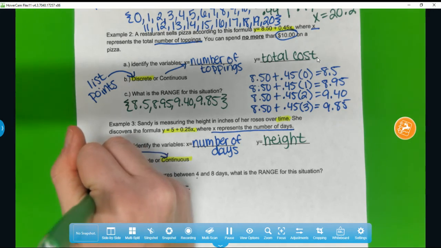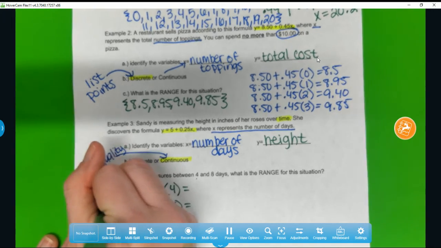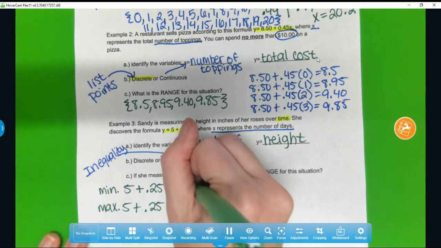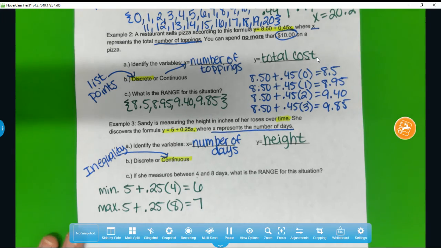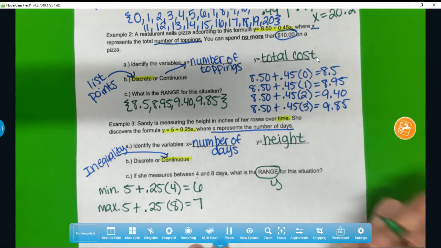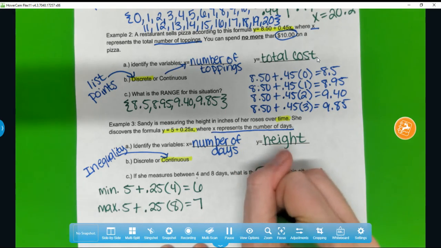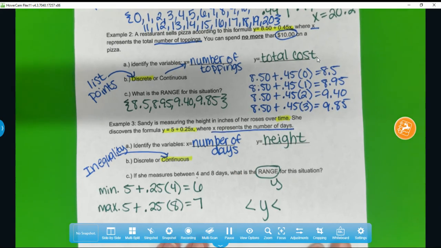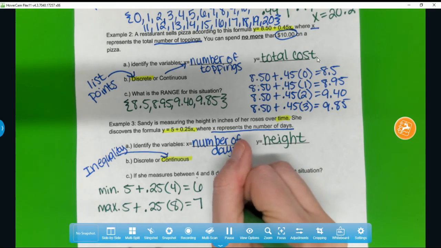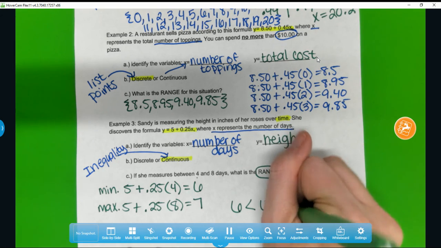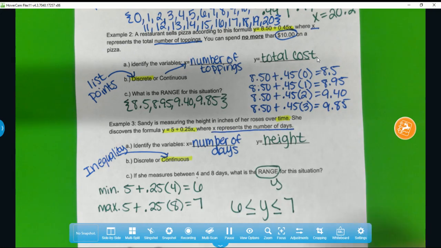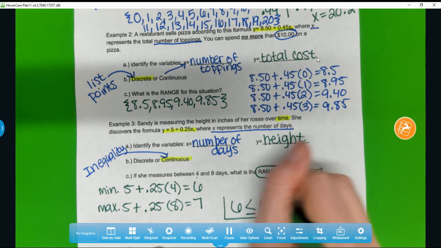Okay, so this would be the minimum. This is going to be our maximum. So when we plug this in, we get 6 and 7. Okay, we are dealing with range, which remember is the y's. So I'm going to have my inequality. You always put the smallest number to the left. So that's going to be the 6. This is going to be 7. It can be equal to those, and that would be our range.